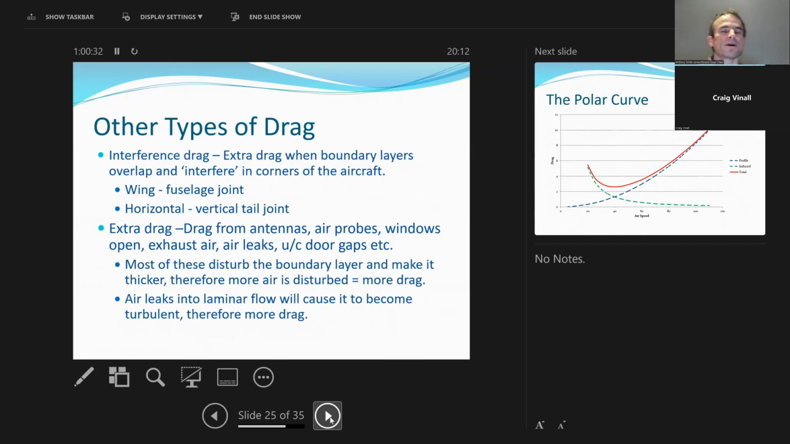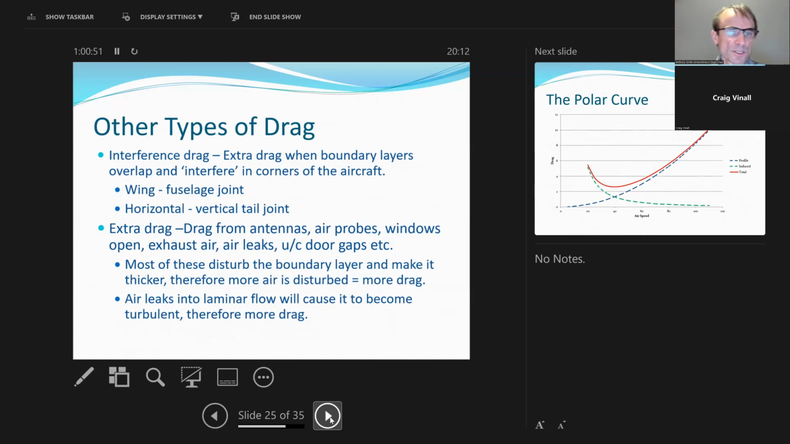Yeah. So gone are the days where you have one root profile and one tip profile, sort of morph it by some arcane method out. You've got multiple airfoils being used depending on where it is on the wing to suit the conditions that that part of the wing experiences.